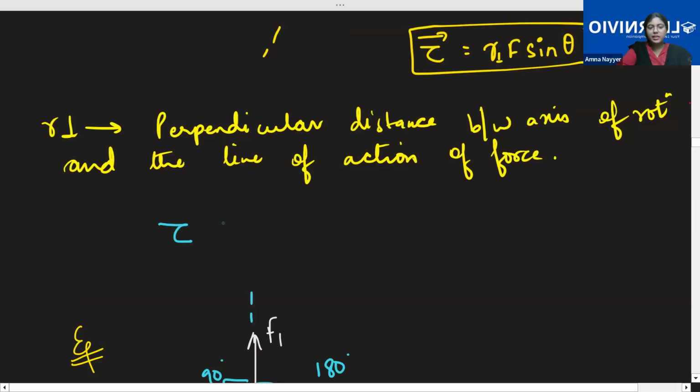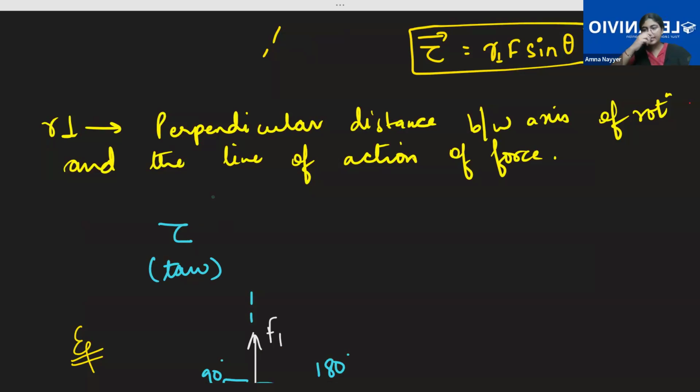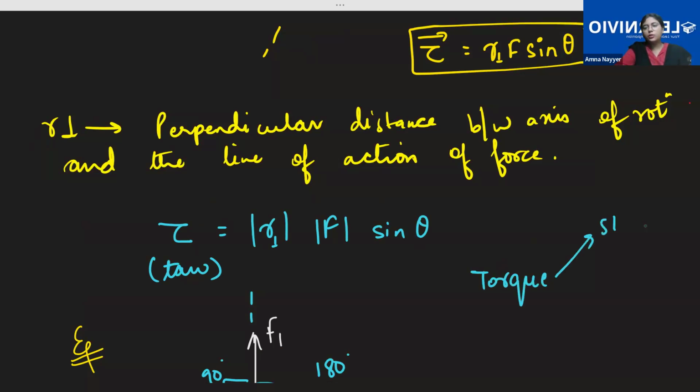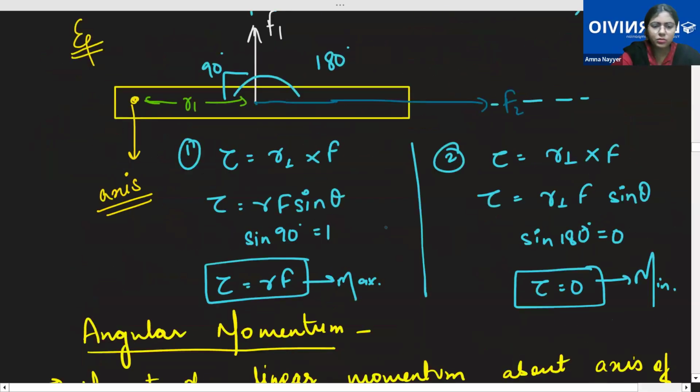Remember, this symbol is pronounced as tau, which is the symbol for torque. It is equal to the magnitude of the perpendicular distance, the magnitude of force, and the sine of the angle between them. So for torque, the SI unit will be Newton meter and it's a vector quantity. Its direction is given by the right hand thumb rule, but you don't need to know it right now.